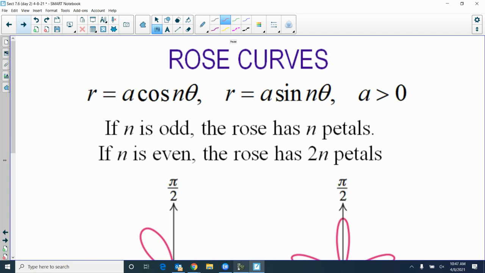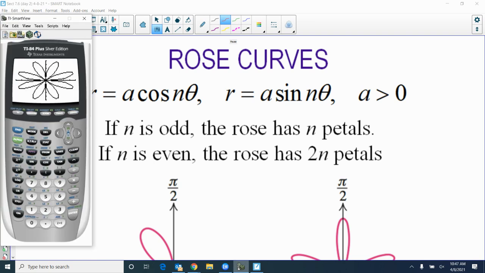These are called Rose curves. If the number on the inside after the cosine or sine is even, it doubles the petals. If it's odd, it has that number of petals. So if I make this 5 cosine, and make that 5 theta, it's going to have 5 petals. Okay, 5 cosine, 5 theta.